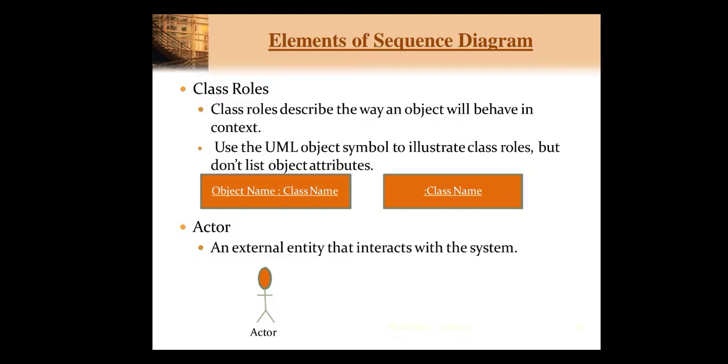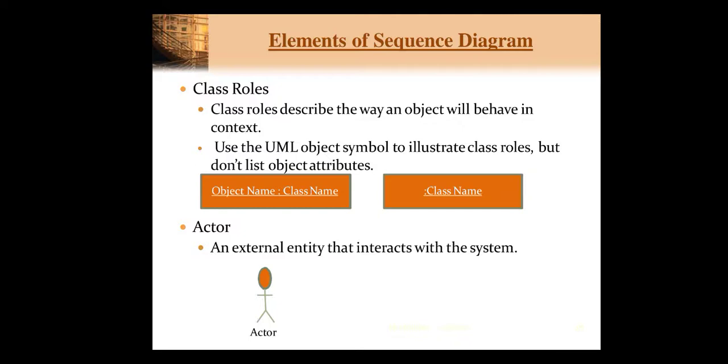We are using the class symbol, that is a square box with 3 compartments, out of which whenever we represent the object of our class, we use a single rectangular box with the object name, colon and class name. Here we do not list out the methods or the attributes associated with the object. We are just showing the object name and which class that object belongs to. So inside the rectangular block, we write object name, colon and class name. In this way we can represent the class role, that means which object participated in that communication.